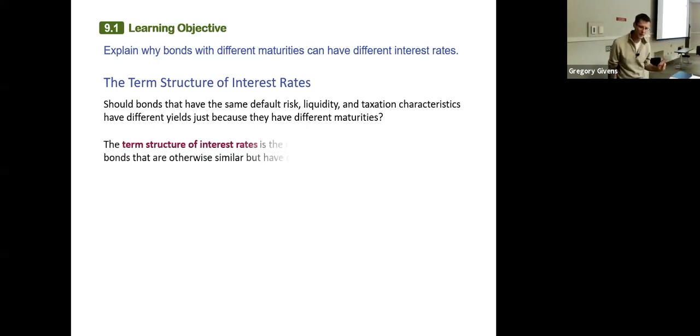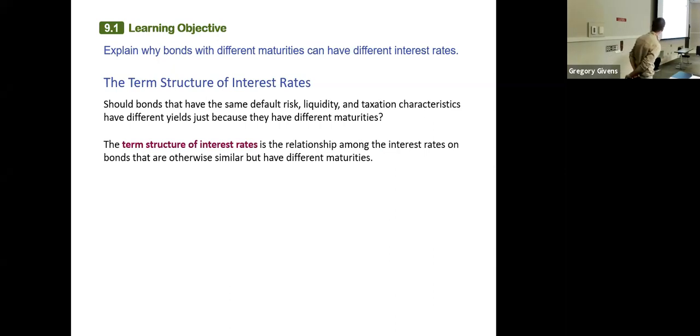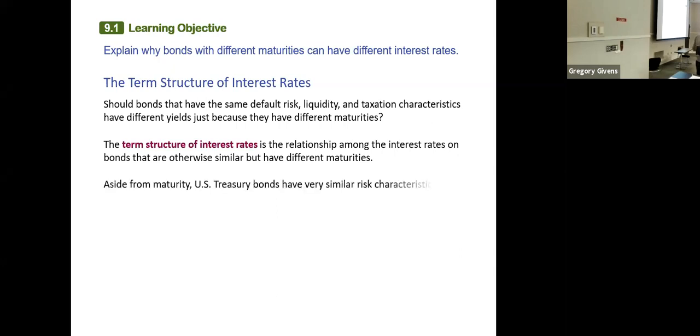Now, the theory that explains these differences is what's called the term structure of interest rates. Okay, it's defined as the relationship among interest rates on bonds that are otherwise similar but have simply different maturities. Okay, now what do you imagine is the easiest way to compare interest rates of different maturities but are otherwise identical in terms of their risk, liquidity, and tax characteristics? Probably we want to focus on U.S. Treasury bonds, okay? U.S. Treasury bonds of different maturities are all going to have the same default risk, that is zero, right? Most investors regard the U.S. government as being default free, risk free.